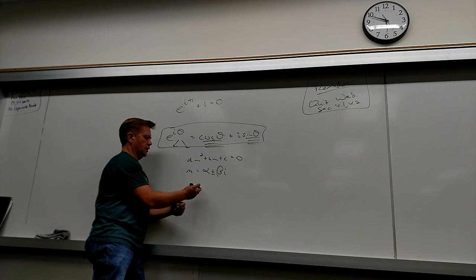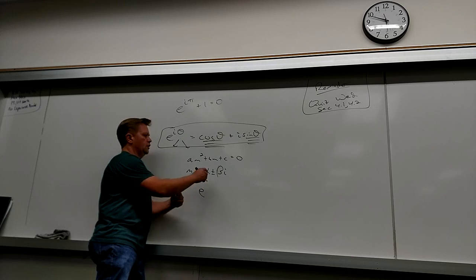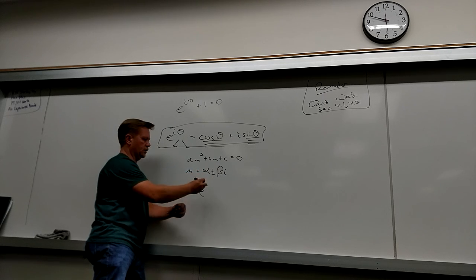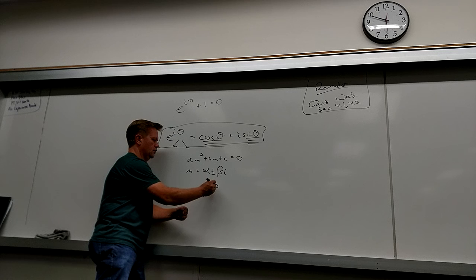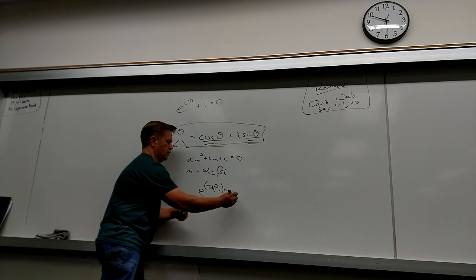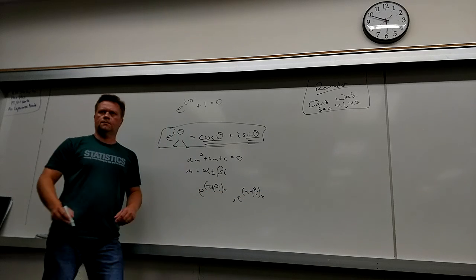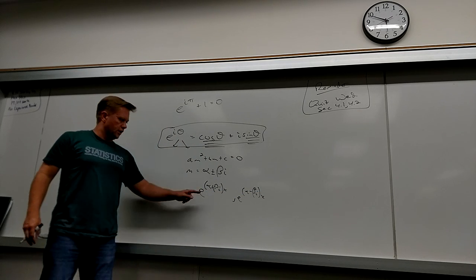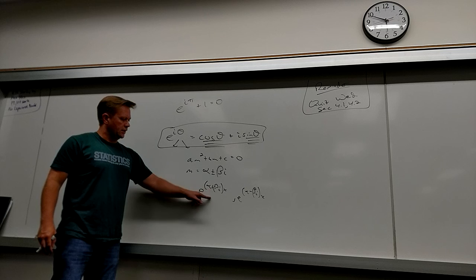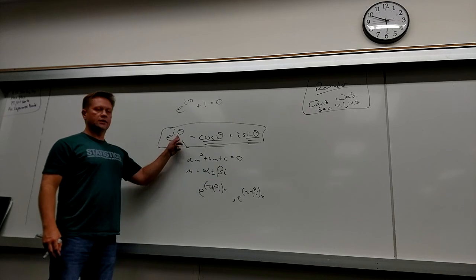So this would mean that the answer would be, remember, e to the mx. So I get e to the alpha plus beta i x, and e to the alpha minus beta i x. So then I can split this up as e to the alpha, e to the beta i x, and then I can bring this thing in.